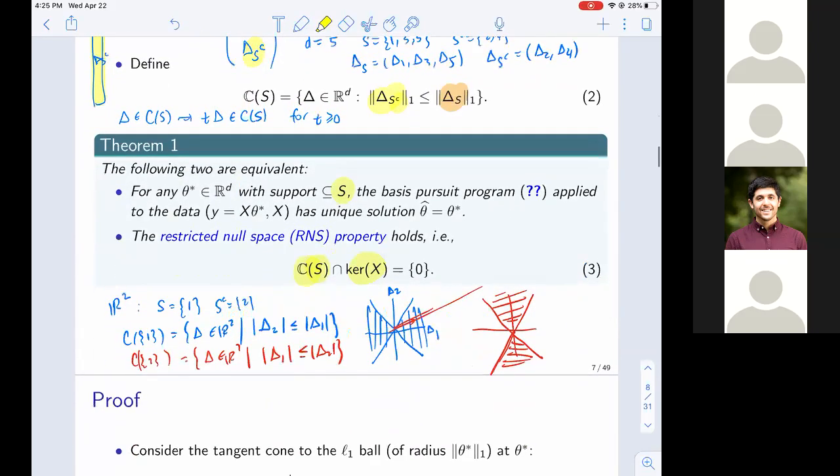I'll let you take a look at this a little bit more. The first statement is a little bit stronger than saying that the problem has a unique solution for a particular theta star. It is saying that the system has a unique solution for any theta star with support in S. And the theorem says that that statement is equivalent to 3. Maybe take a look at this a little bit, see if it makes sense to people.